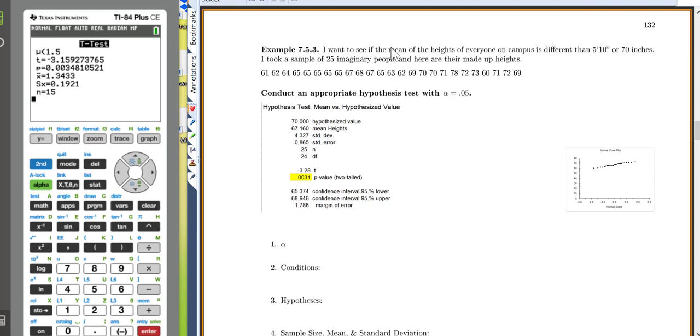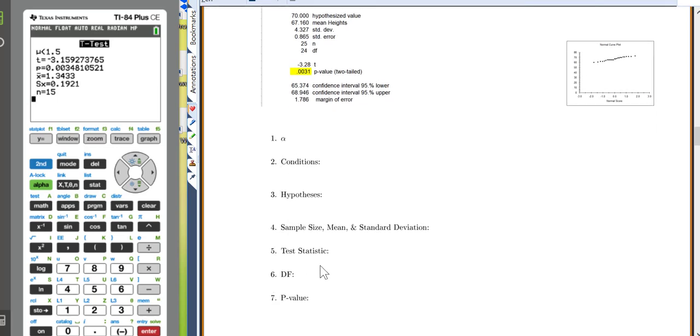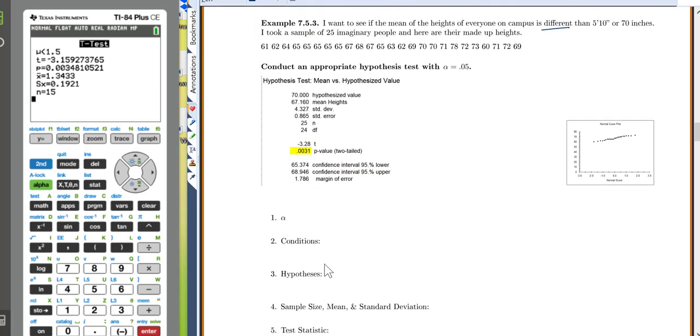So let's try this example. I want to see if the mean of the heights of everyone on campus is different from 5 foot 10, or 70 inches. Notice it just says different than. It doesn't actually say we think it's higher or lower. I took a sample of 25 imaginary people. Here are their heights. We want to conduct this hypothesis test with alpha equals 0.05. I gave you a lot of summary information from my computer. I have written out a lot of steps here. Let's go through them step by step.